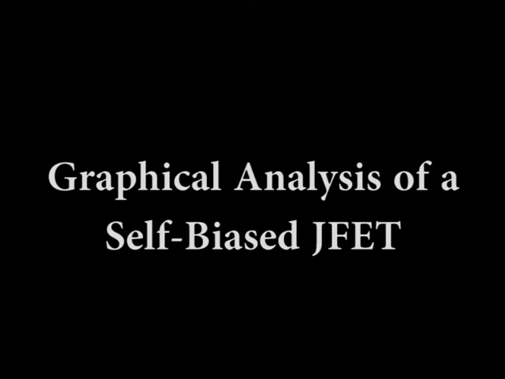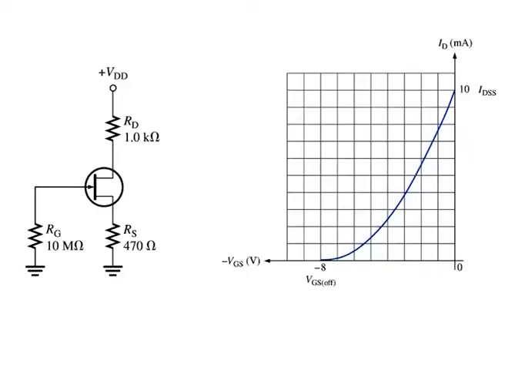Graphical analysis of a self-biased JFET. You can use the transfer characteristic curve of a JFET and certain parameters to determine the Q point of a self-biased circuit. A circuit and its transfer characteristic curve are shown here in this figure.